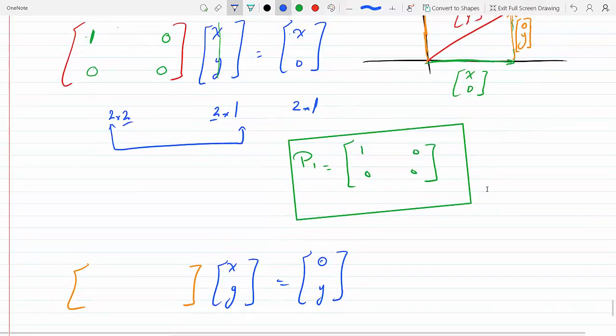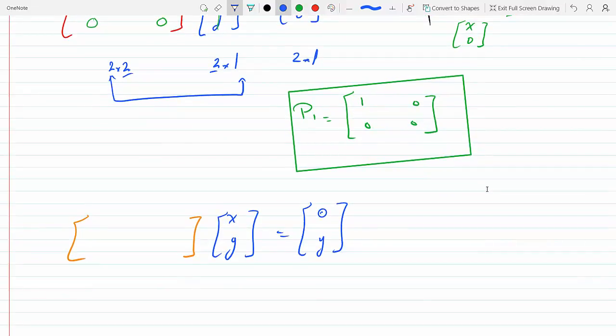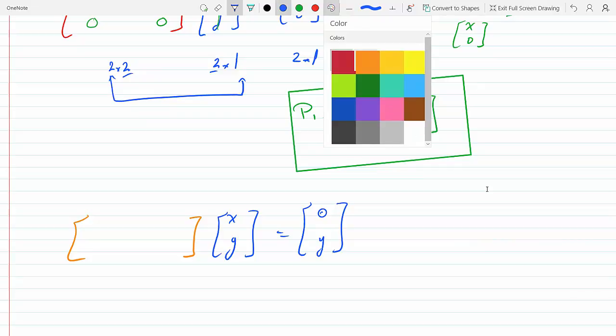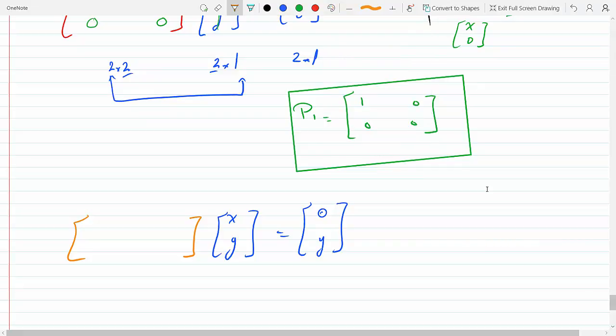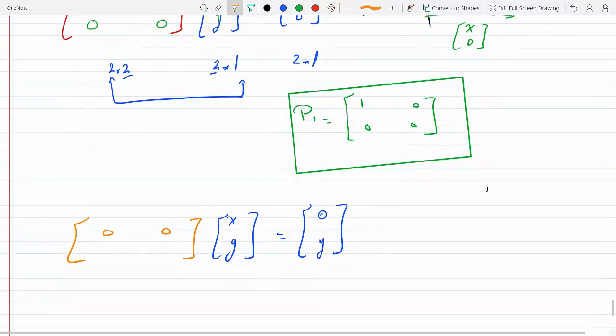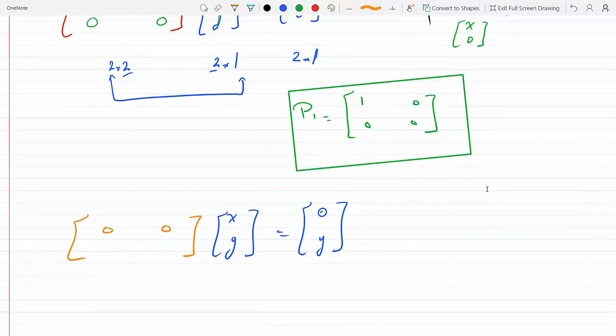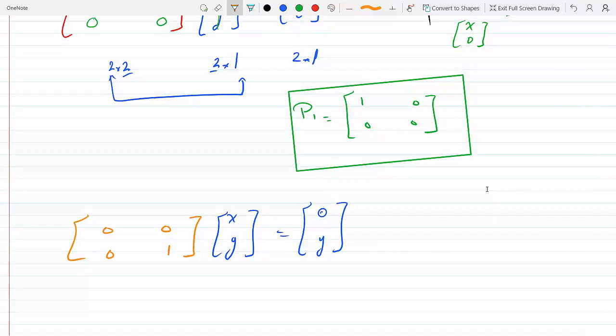Okay, with very similar reasoning, I need these two to go away, so these have to be 0 0. Let me write this in gold. The first one, P1, would be 1 0 0 0. Yes, that is correct. Okay, and now I need my y to survive, so the x has to be 0 and y has to be 1, so I would get y on the second component. So my P2 would be 0 0 0 1.